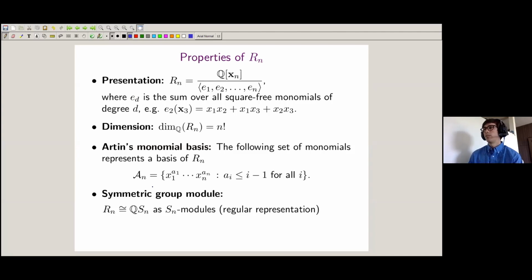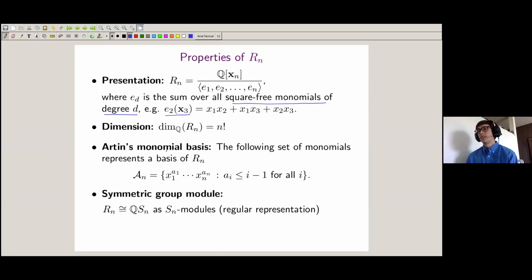And Rn, the coinvariant ring, has many nice properties. The first, you can write that ideal in terms of a nice set of generators, E1 through En, where Ed is the elementary symmetric polynomial. It's just the sum over all of the square-free monomials of degree d. So here I give an example of the elementary symmetric polynomial E2 in a set of 3 variables. It's just x1x2 plus x1x3 plus x2x3, which is clearly symmetric in the variables. And it has a nice dimension formula. Its dimension is just n factorial, which is the number of permutations.